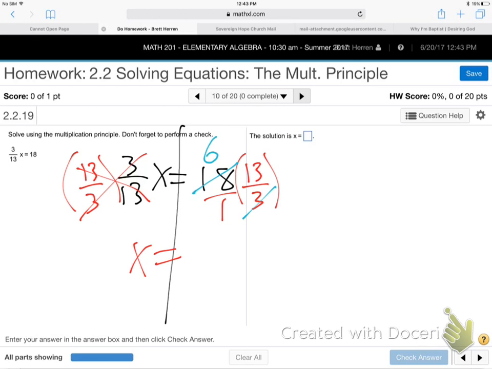Make sure you're clear, those are gone. Cross those out big and bold. Don't skip that. That'll help you. 3 and 18 are gone. 6 remains, and of course 13 hasn't gone anywhere. 6 and 13 both remain. What is 6 times 13? 78, right? That's our answer.